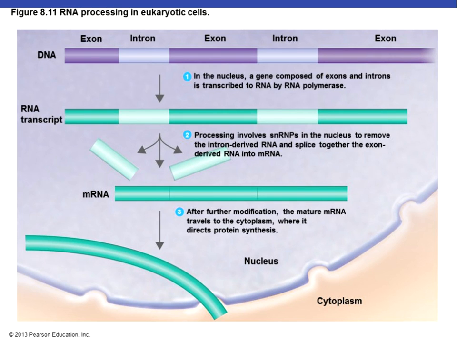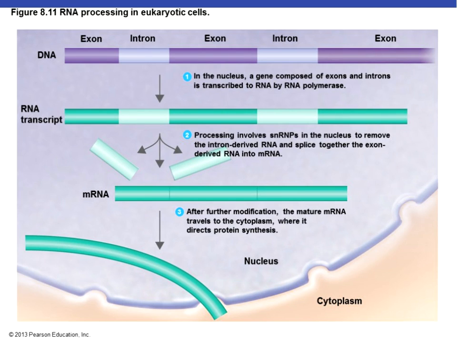Now in eukaryotic cells, there's a little bit more modification that happens, and we call this post-transcriptional modification that takes place in eukaryotic cells. In eukaryotic cells, this process of transcription takes place in the nucleus. Not the case in prokaryotic cells because they don't have a nucleus.